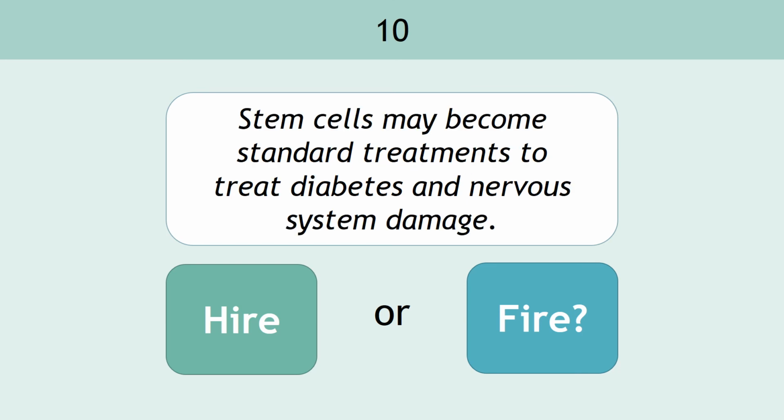Number 10, stem cells may become standard treatments to treat diabetes and nervous system damage. It's a tricky one. I would probably go with hire on that one, because at the moment there isn't a cure for diabetes or cure for things like paralysis or Alzheimer's disease. So it's true that stem cells may become the standard treatments.